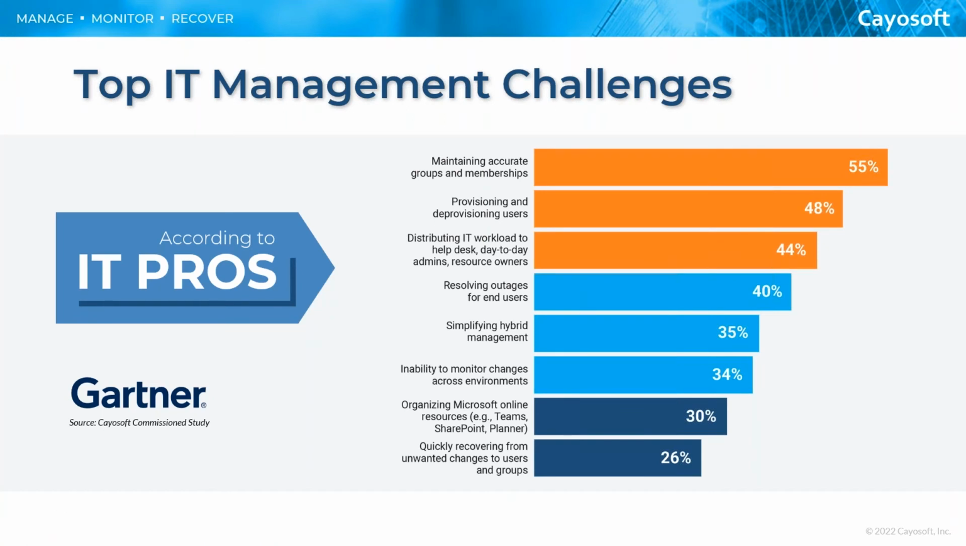And we asked them to rank where they felt a lot of time was spent and difficulty in keeping on top of a particular area of IT that they were working on. We asked them about provisioning and simplifying their hybrid environment and monitoring across on-premise and cloud. But the number one thing that came back as the most important challenge to the efficiency and security of their IT environment was maintaining accurate group memberships.